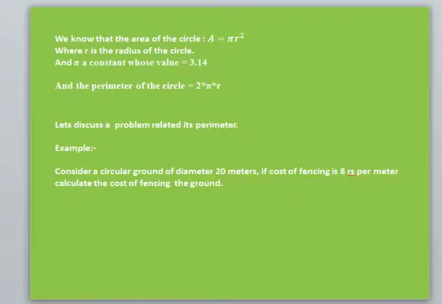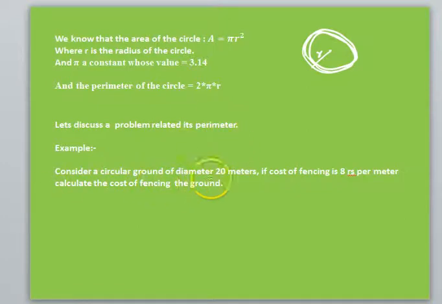We know that the area of a circle is equal to pi r square, where r is the radius of a circle and pi is a constant whose value is equal to 3.14. The perimeter of the circle, that is this part along the border, is known as the circumference and is equal to 2 pi r. Let's discuss a problem related to its perimeter.